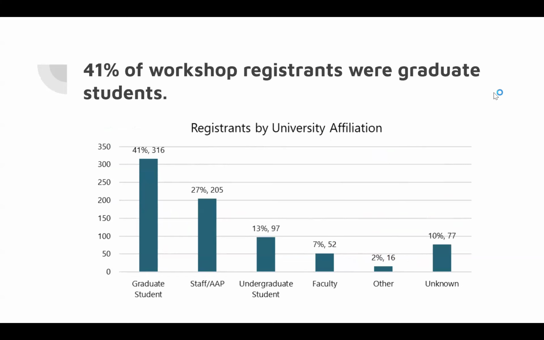So what I found from this is that we had a lot of people registering for workshops, the plurality of whom were graduate students. We had 41% of workshop registrants were graduate students, followed by staff and AAP, which is academic and administrative professionals, and then undergraduate students. So this sort of hinted to me that maybe our undergraduate student engagement is a little bit lower than I had hoped, so trying to find new ways to target undergrads to attend these workshops.